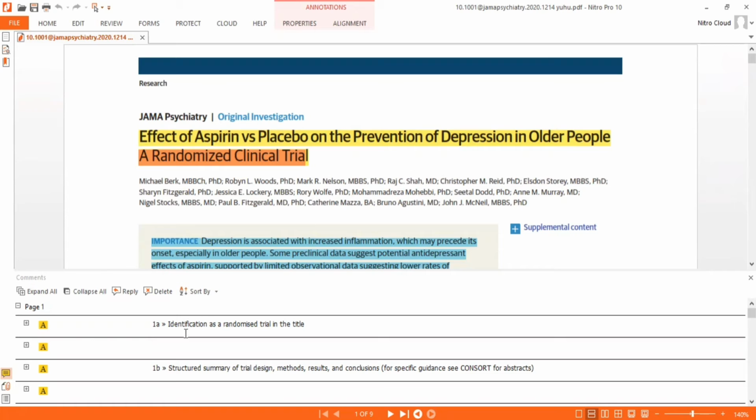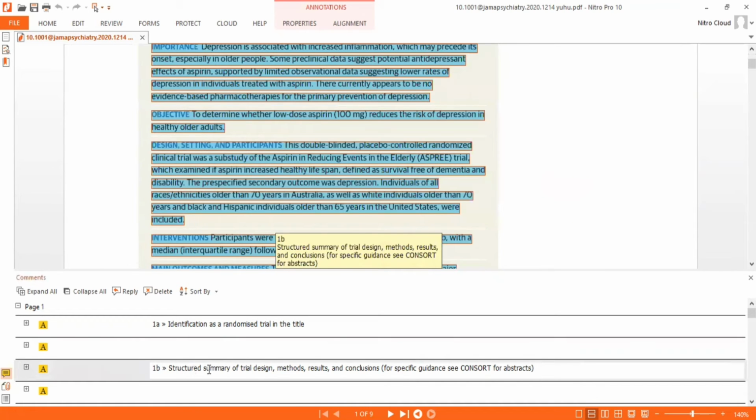Firstly, point 1A, identification as a randomized trial in the title. So the title is Effect of Aspirin versus Placebo on the Prevention of Depression in Older People, a randomized clinical trial. Next, point 1B, structured summary of trial design, methods, result, and conclusion.